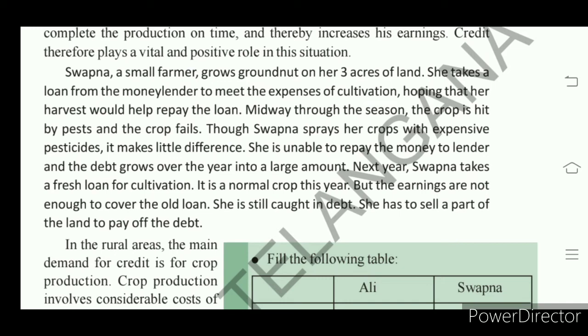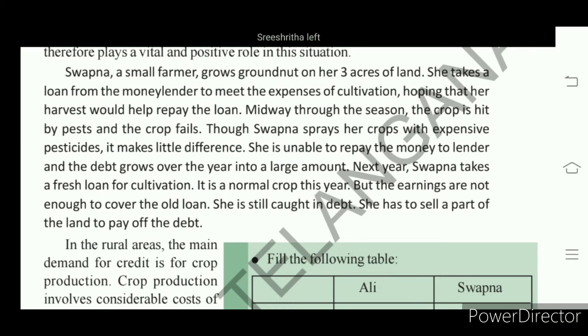Though Sapna sprayed chemicals on her crop with expensive pesticides, it does not work. It makes little difference. That means the chemical she sprayed on the crop doesn't work. So pest attacked the crop, the crop failed. If she gets the crop into hand, she would be able to repay the loan to the money lender and earn some income.